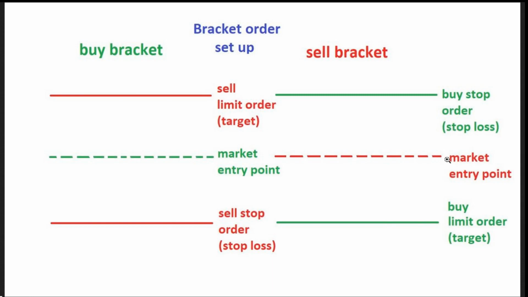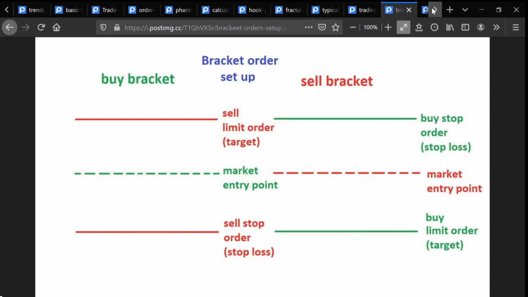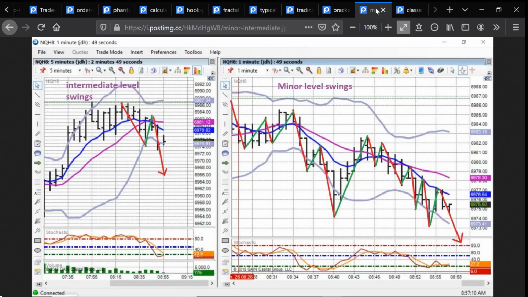So here would be my market entry price, and the software automatically sets a buy stop and a buy limit. One order is below the market, and the other is above the market entry point. And that's why they call them bracket trades, because they bracket your entry point. And I'll show how to set those up.